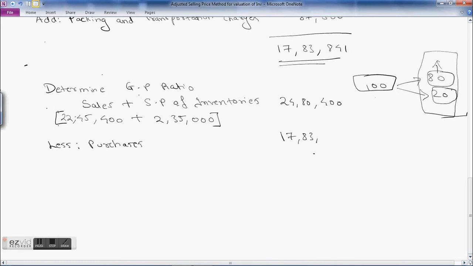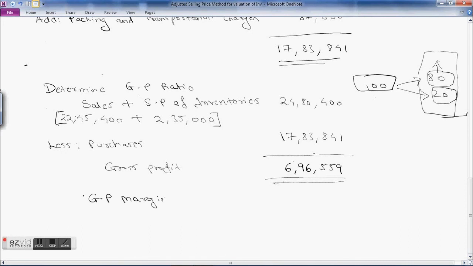Correct? So less purchases. Whatever purchases we have derived, that is 17,83,841. This will give you gross profit. So this comes to 6,96,559. So let's calculate the gross profit margin.